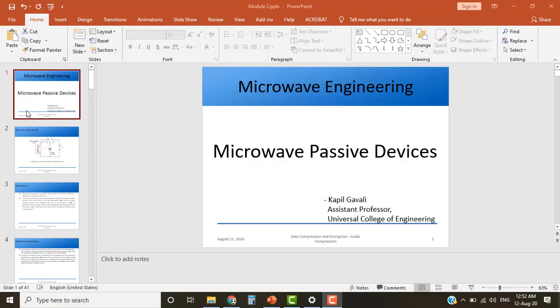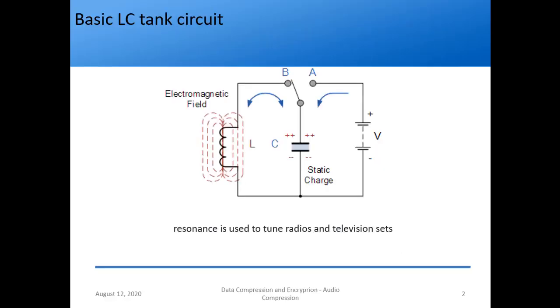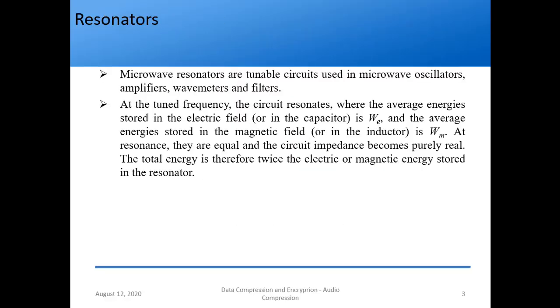So we have started with the second part of the second module, which is microwave passive devices. We'll just review in short what we had learned. First we started with resonators. What are they? They are tunable circuits usually used in microwave oscillators, amplifiers and filters. All these devices, except wave meters, we'll see in the next course, which is RF design.